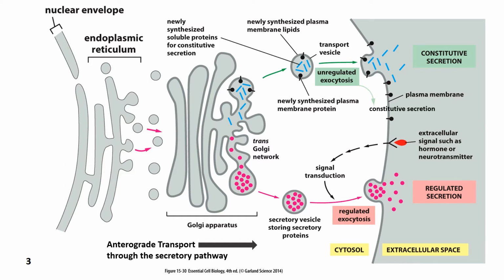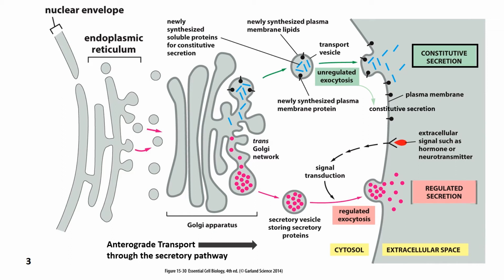If it is by default, that unregulated delivery to the cell surface is considered constitutive secretion. I've noted it here, and it's also highlighted on the slide. Constitutive secretion is movement from the trans-Golgi via a vesicle by default to the cell surface.